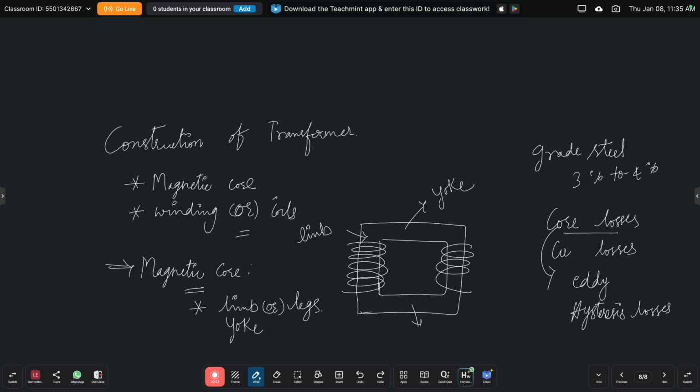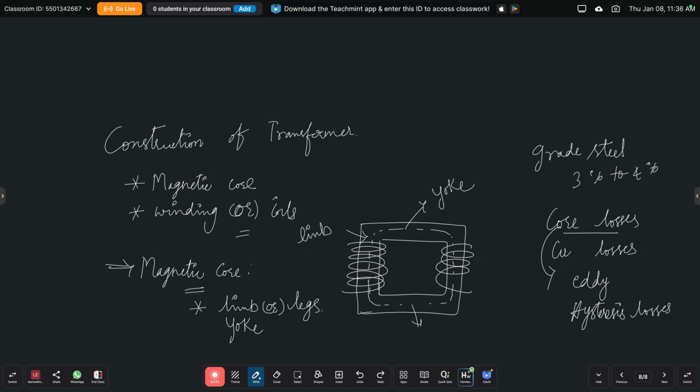So as the flux in the core is varying, eddy currents are induced in this core. Whenever the current is passing through these windings, the flux will be produced, and this flux is varying in the core. So the eddy currents are also induced in the core. These eddy currents circulate in the core and give rise to losses in the core. So whenever the eddy currents are flowing through the core, it increases the losses.